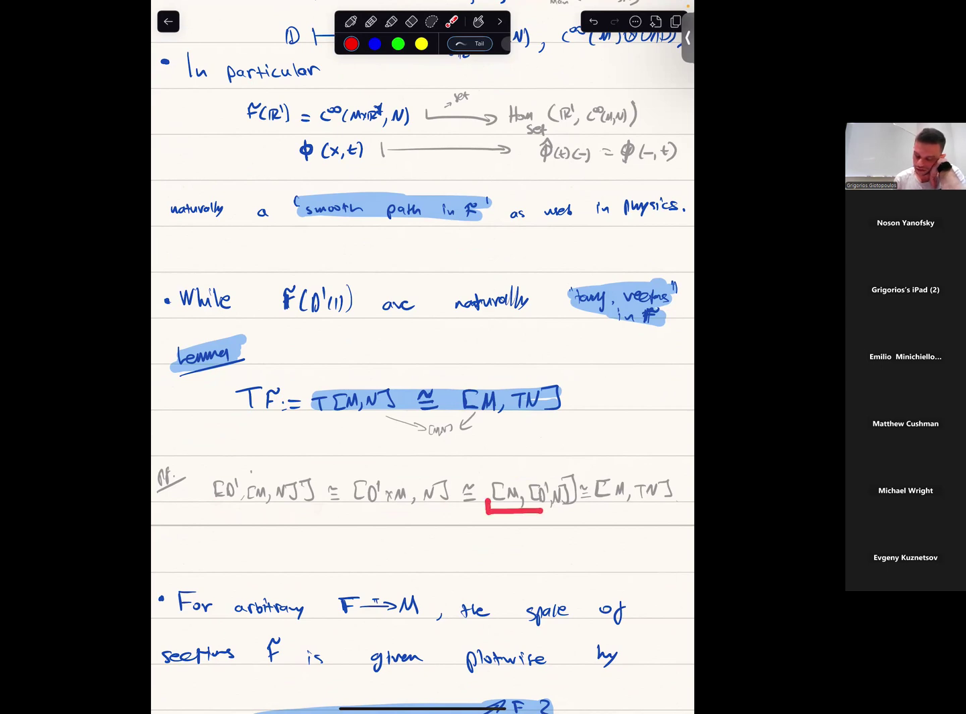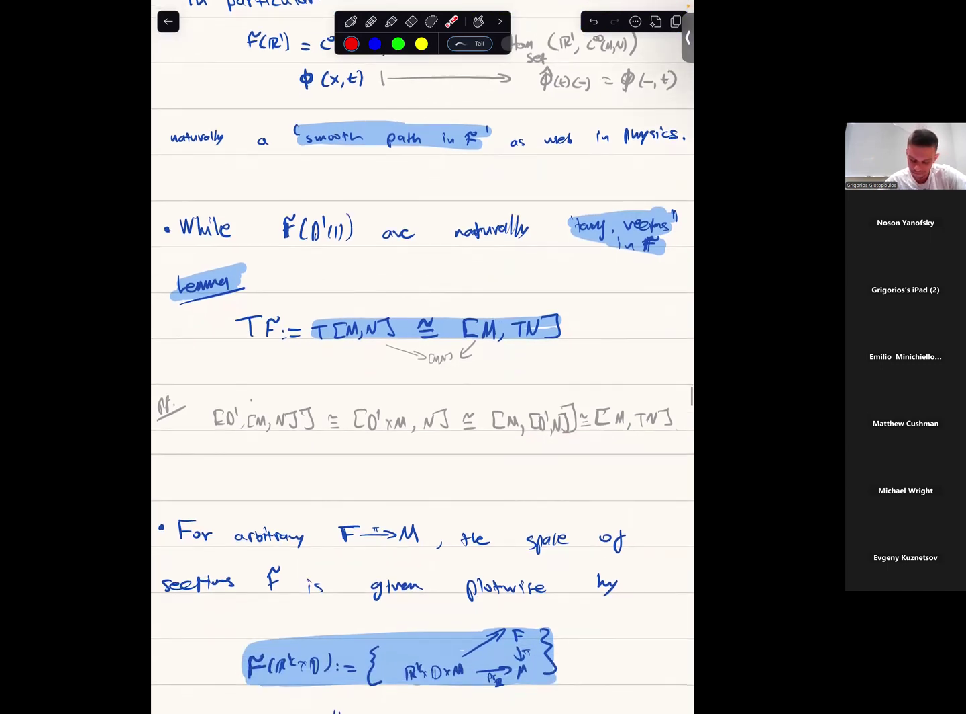And then by the internal hom property and just switching this product here, symmetry, this is M, internal hom, M valued in the internal hom D into N. But we've already said that there is a canonical identification of this with TN. So it recovers exactly what physicists mean by tangent vectors on a mapping space from M to N. This is what they use.